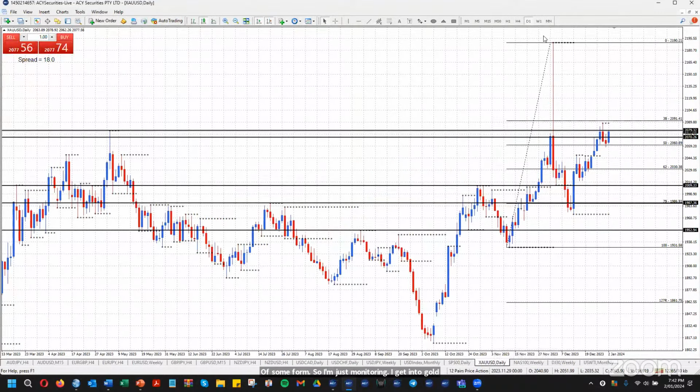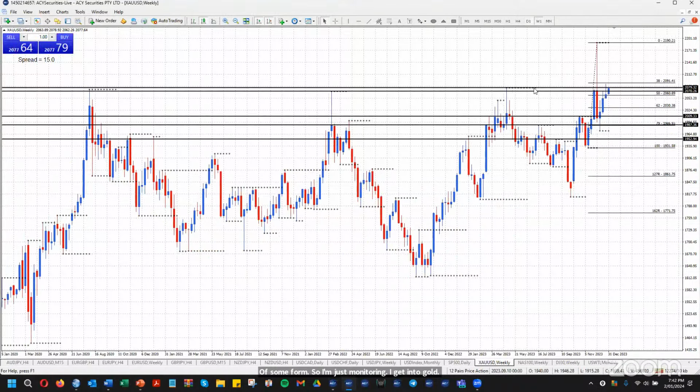Can it move through this area of monthly resistance? This is the weekly chart, but there's 3 tops here, 3 monthly tops between 2070 and 2079.